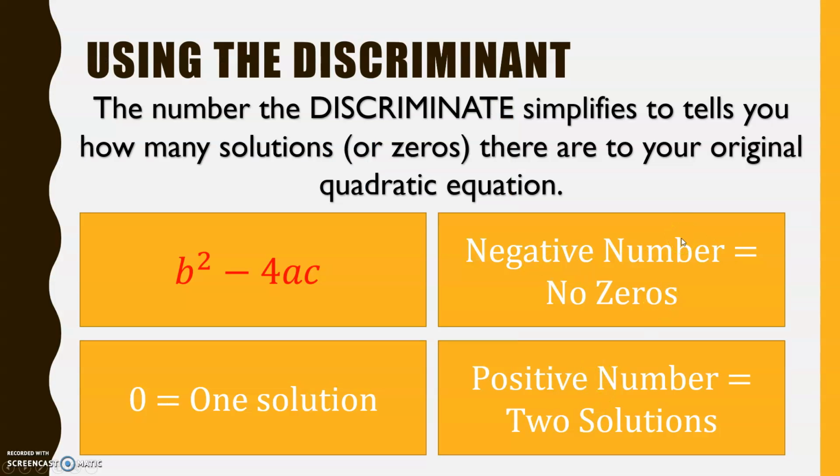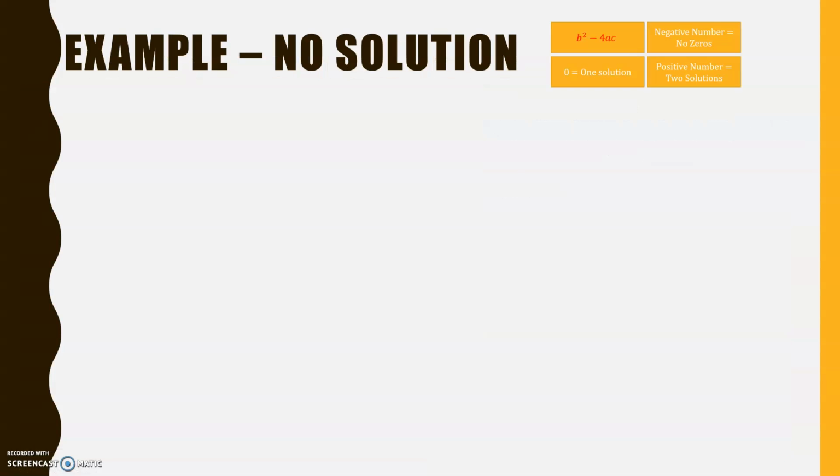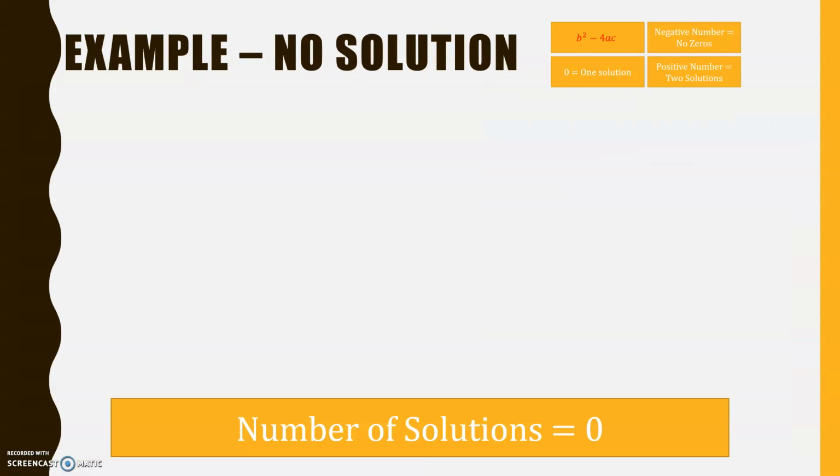And kind of weirdly, sometimes b squared minus 4ac will come out negative. That means that there are no real zeros. That means that our graph, like this one, never crosses the x-axis. So hopefully that makes a little bit of sense. Connects it to the graphing that you've been doing in your class. Okay? So let's do an example.